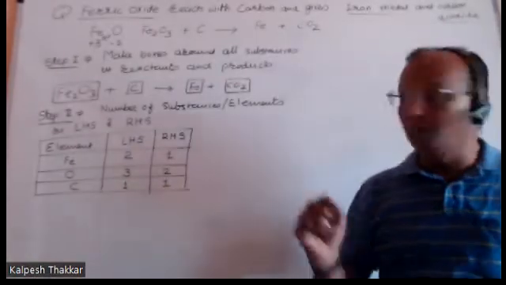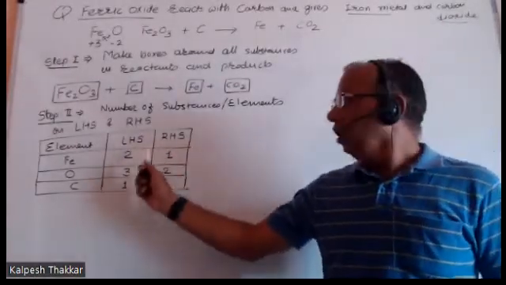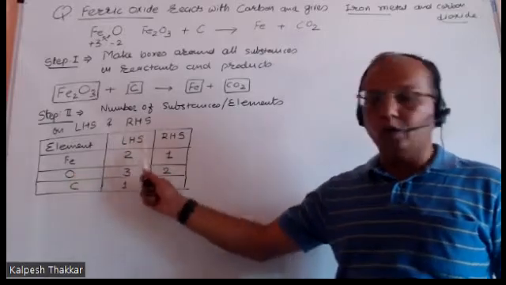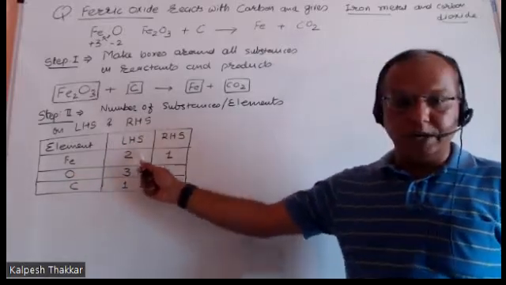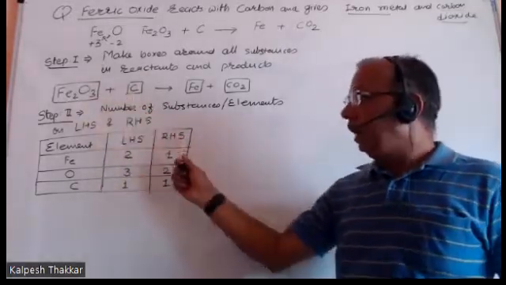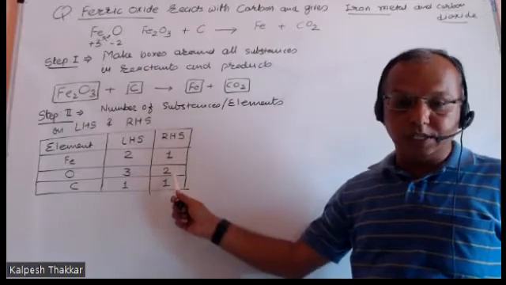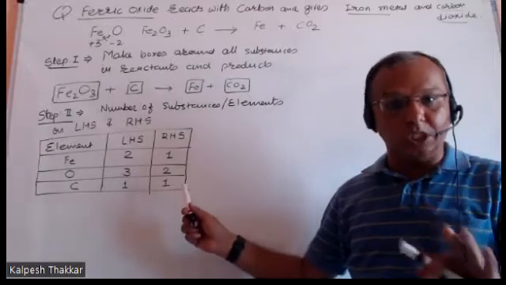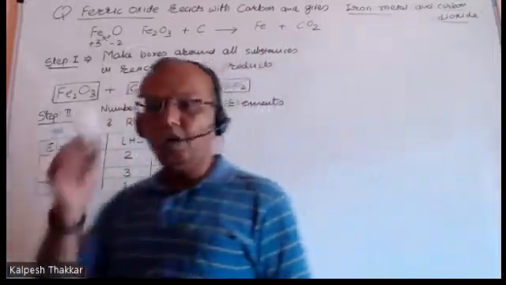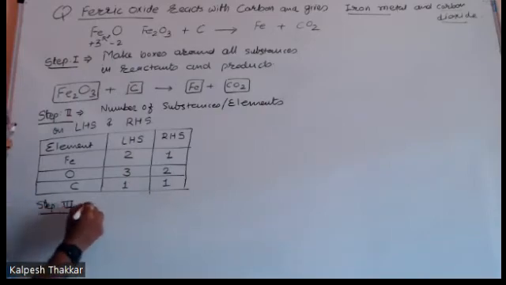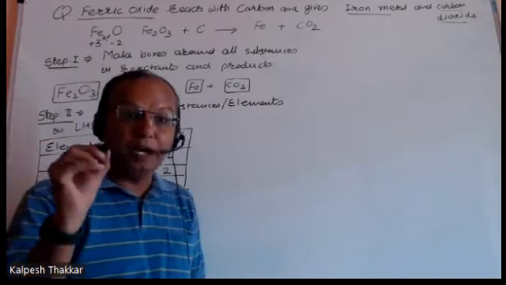In step number 2, you just have to make a table in which the name of the element is written in the first column, the second column has the left hand side number of atoms, which you have to check in the skeletal equation only, and the right hand side number of atoms you have to mention. You don't have to make any change up to step number 2. Now, friends, this is the most important part, step number 3 onwards. We are going to balance elements one by one.